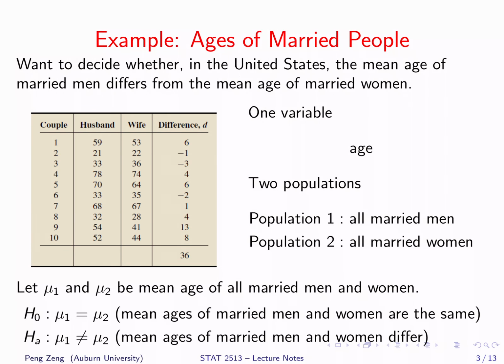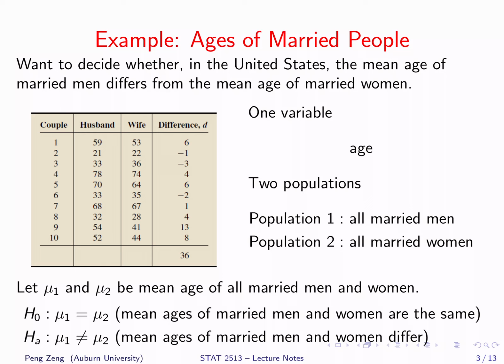In this example, we want to decide whether in the United States the mean age of married men differs from the mean age of married women. It is a hypothesis testing problem. The variable of interest is age. We have two populations involved in this problem, married men and married women. Let mu1 and mu2 be the mean age of married men and women. The null hypothesis is mu1 equals mu2, and the alternative hypothesis is mu1 not equal to mu2. We choose a two-sided alternative because we have no idea which one will be larger.